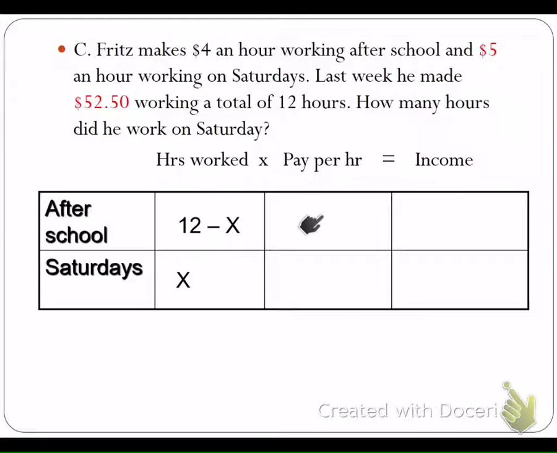Now, we already talked about 4 and 5. Oh, we did? Yeah, that's just how much he makes per hour. Oh, yeah, you're right. And then we multiplied these two columns to get his income. So 4 goes in the front since we're distributing. 5 goes before the X since it's an actual number.